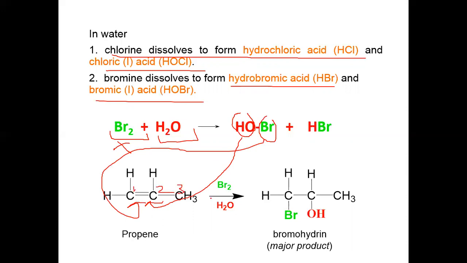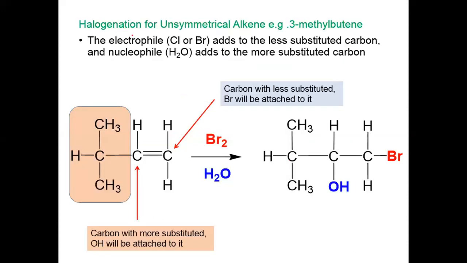Dia akan duduk ke carbon mana? There's a rule for it. Okay, halogenation for unsymmetrical alkene, 3-methylbutene. The electrophile Cl ataupun Br adds to the least substituted carbon. Manakala OH tadi to more substituted carbon.